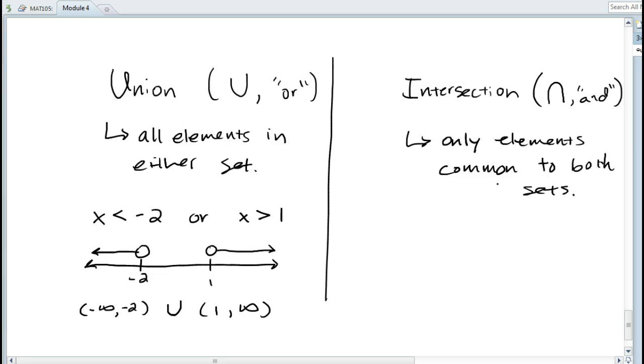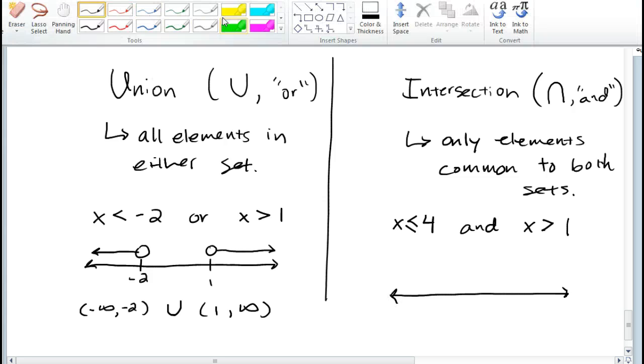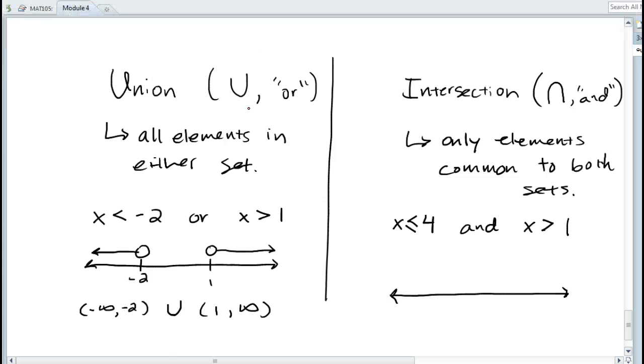If we had an intersection, though, say we had something like x less than or equal to 4 and x bigger than 1, what's going on here? Well, let's maybe use some colors. Is it easy to use colors on here? Yeah, let's say we have, I'm colorblind, so this might be terrible. Let's say we have 4. Okay, so we have 4 somewhere up here.